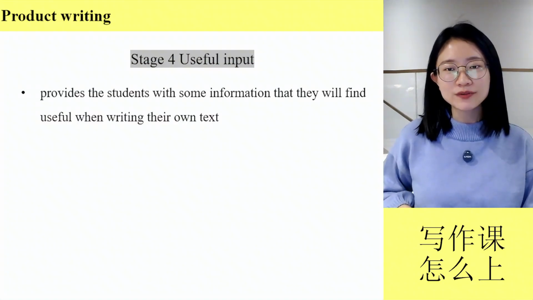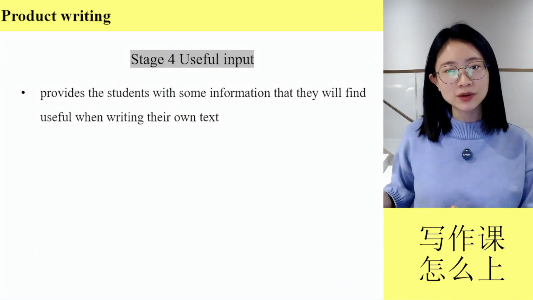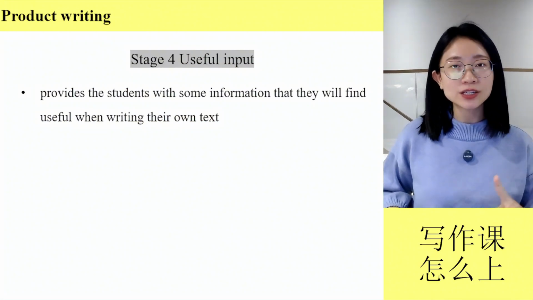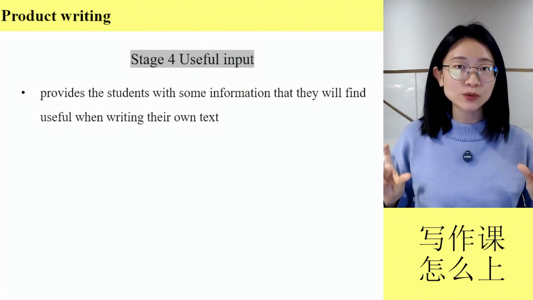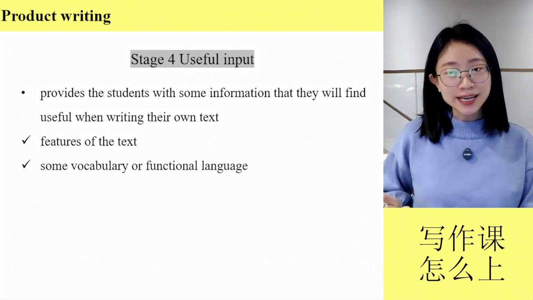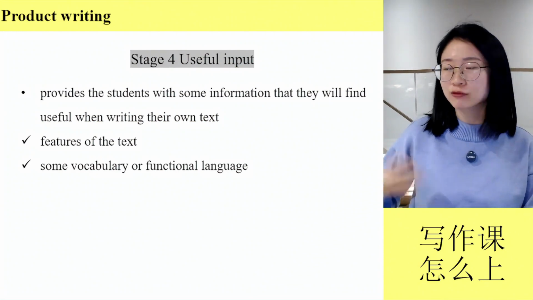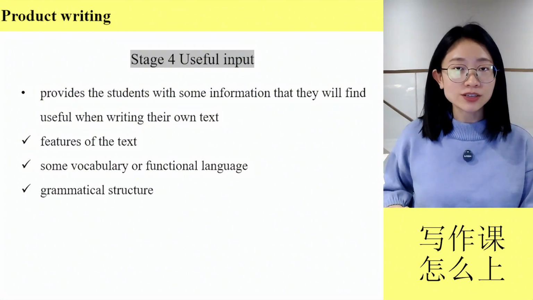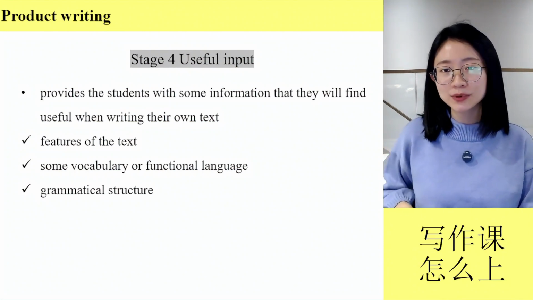And stage 4 is useful input. So this stage provides the students with some information that they will find useful when writing their own text. Basically, students are now trying to learn something from the example we just provided. For example, features of the text, some vocabulary or functional language like how do you make an invitation, or a grammatical structure. That's basically everything students can learn from this example.